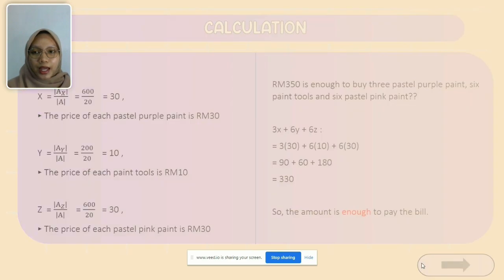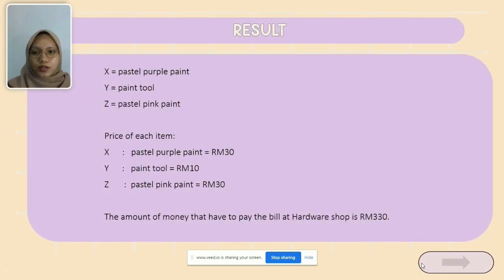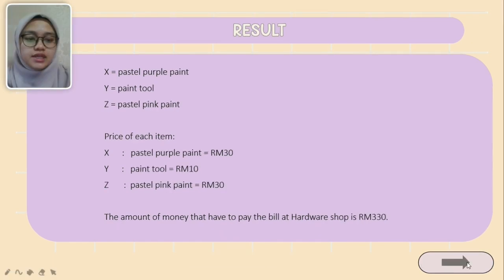Next is the result. So x is RM30, y is RM10, and z is RM30. So the amount of money to pay the bill at the hardware shop is RM330.